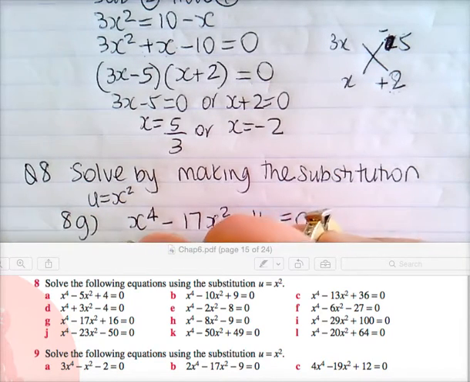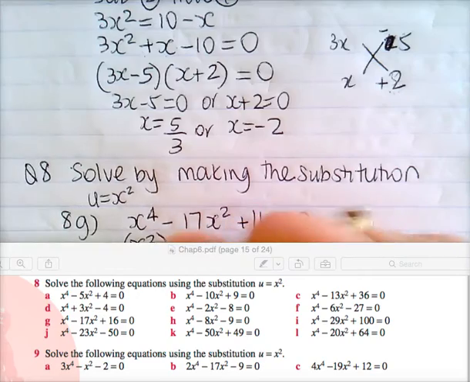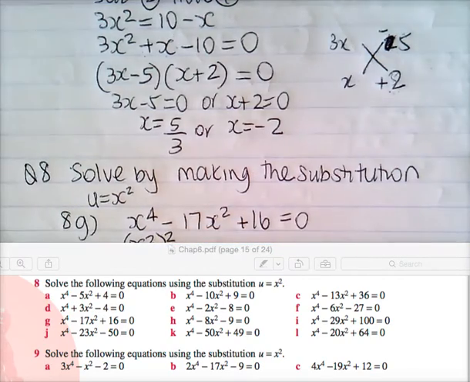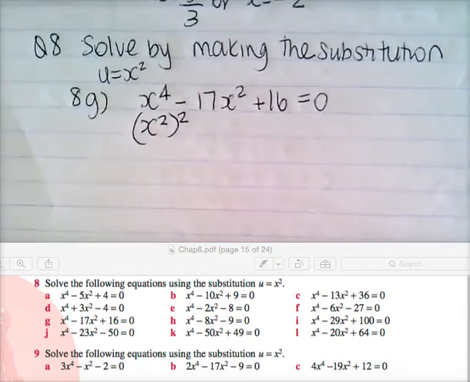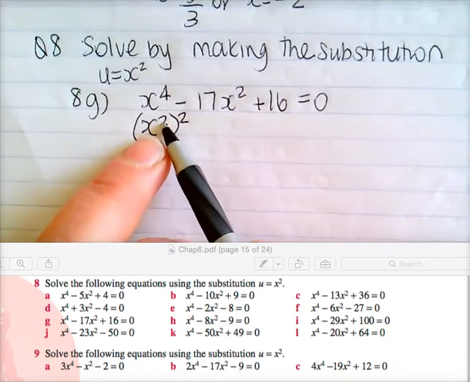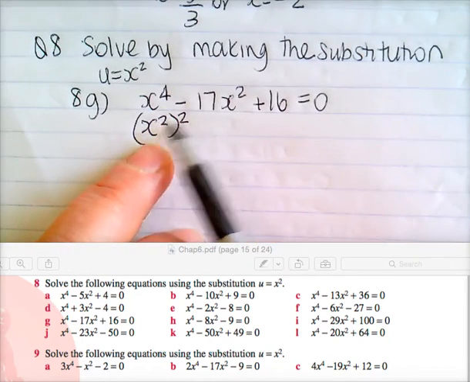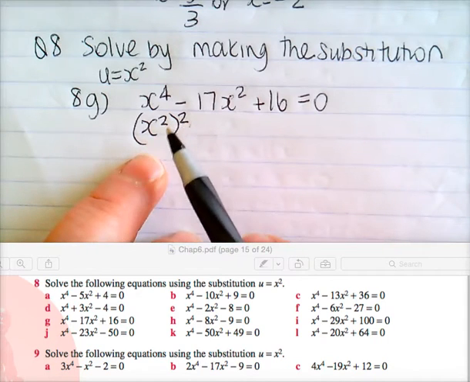So if u is x squared, x to the 4 really is x squared, squared, because with our index laws, x squared squared, what do you do with the 2 and the 2? Cancel.